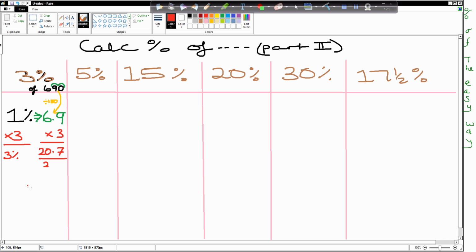So the answer is 20.7. So for example, if you want to work out 7%, what would you do? You would still work out 1% and then times by 7. So you're using it like a number bond multiply technique.